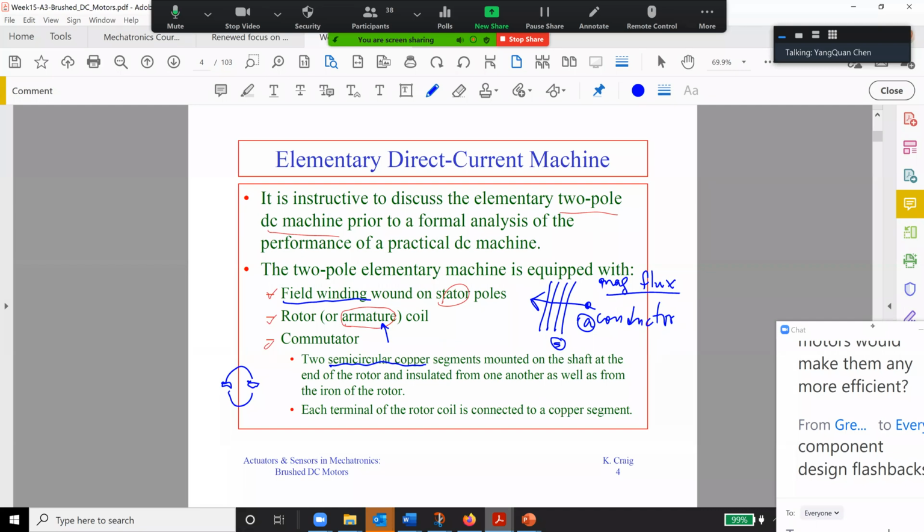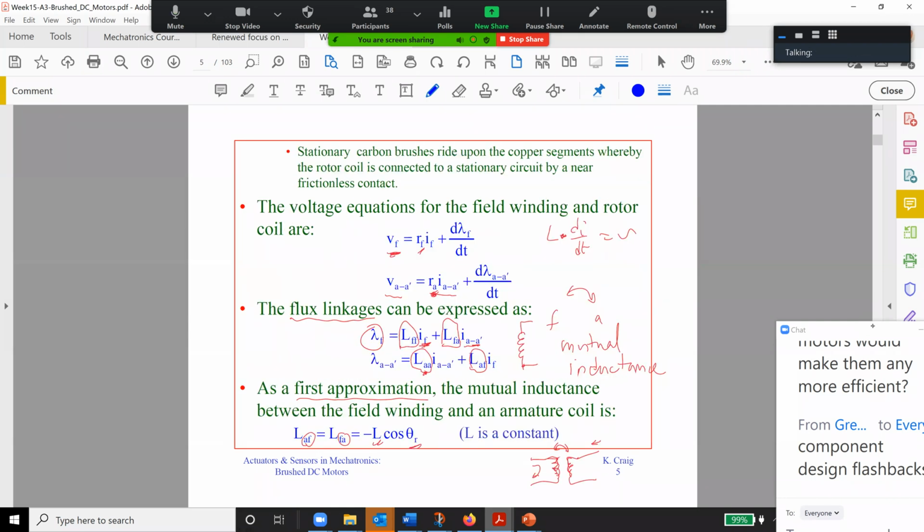So each terminal of the motor coil is connected to the copper segment. This is called a commutator. Then there is also a brush. So there's a carbon brush. The reason we use carbon is that carbon will give you enough lubricant, right on top of the copper segment.